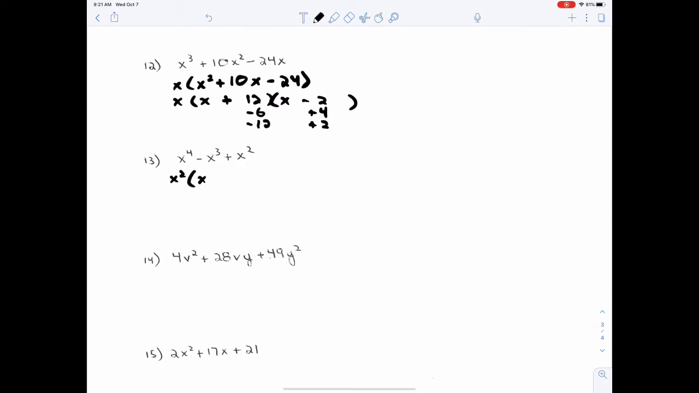So that'll give us x squared minus x plus 1. Is there a difference of two squares or a trinomial? Yes, it's a trinomial. So we have x times x, which gives us x squared. What will give us plus 1? Plus 1 and plus 1, but that gives you 2x in the middle. Negative 1 and negative 1 is going to give you negative 2x. Nothing else gives you 1, so this doesn't factor any further.